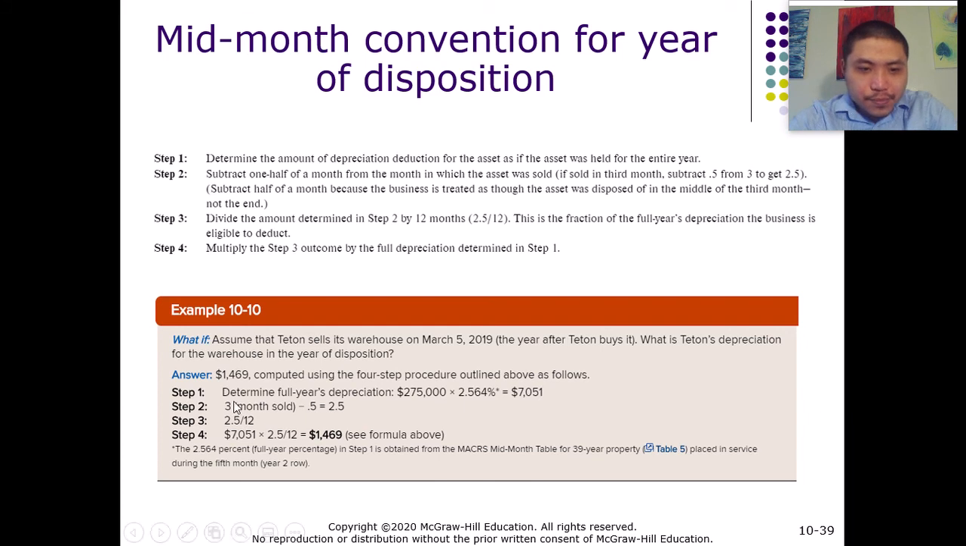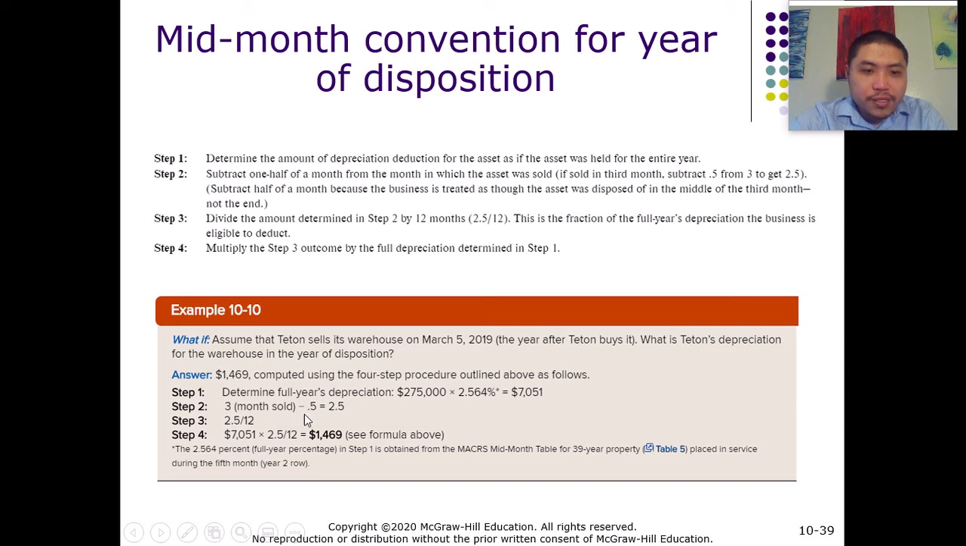So first of all, calculate the full year depreciation. Here we get it: we find the rate based on the right table and the right column, so we calculate the full year depreciation. And then because this company is trying to sell the building, they sold the building on March 5th, in March of 2019, which is the second year. So we follow step 2.